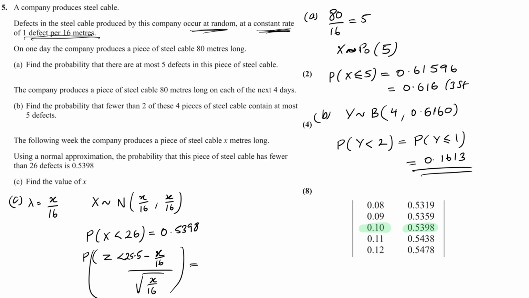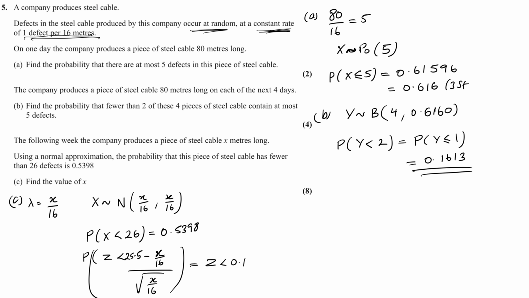Let's move that out of the way. So that's going to be equal to basically z is less than 0.1. So this is just equal to that. Let's put that next. I can run out of room here. So 25.5 minus x over 16, over the square root of x over 16, is equal to 0.1. And really now it's just about rearranging this, isn't it? So 25.5 minus x over 16 is equal to 0.1 times the square root of that.